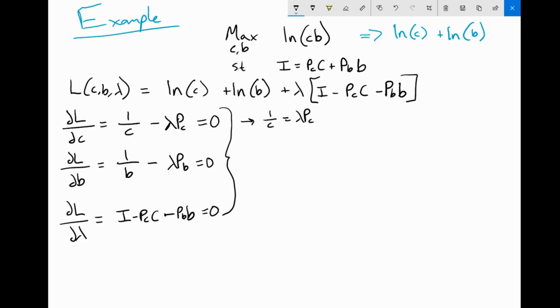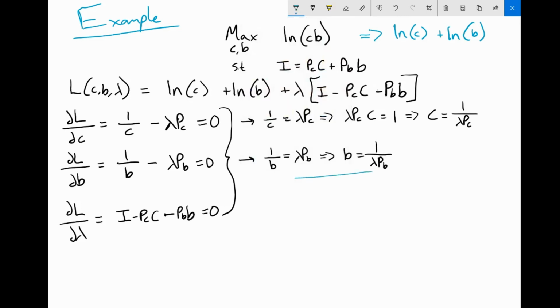All right, I'm just going to take the lambda PC to the other side. Then I'm going to multiply both sides by C, so I'll get lambda PC C equals 1. And then I'm going to divide both sides by lambda PC, so then I'll get C equals 1 divided by lambda PC. All right, follow the same procedure here with lambda PB. Now skip a step here and go straight to B equals 1 over lambda PB.